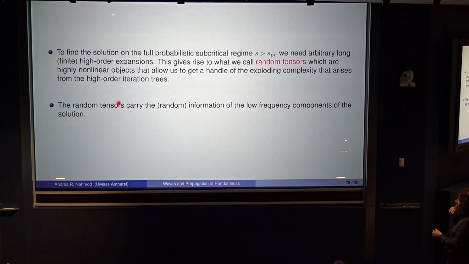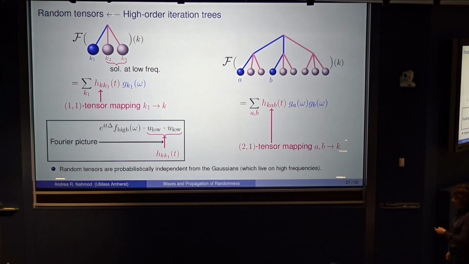They remain independent with the Gaussians that live at the high frequencies, and they allow us to get a handle on the exploding complexity that arises when you do these high-order iterations or these high-order expansions. And so these are some examples of how the 1-1 tensor or 2-1 tensors will look like. In some sense, the 1-1 tensor carries information of these two here. This is like the solution of low frequencies, okay? This is the linear evolution at high frequencies, and these lines mean that I'm inverting Schrodinger on that.